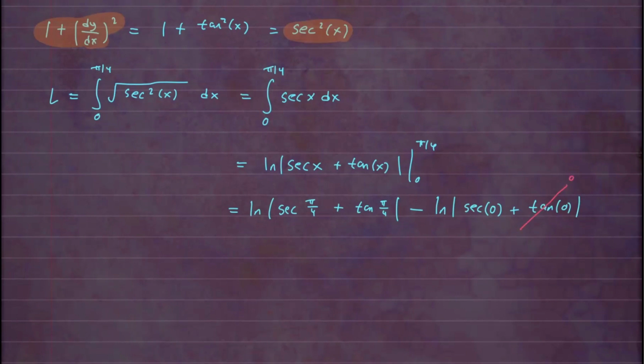Secant of 0 is going to be 1. So ln of 1 is 0. So this is also 0. So all of this will evaluate to ln of secant of pi over 4 plus tangent of pi over 4.